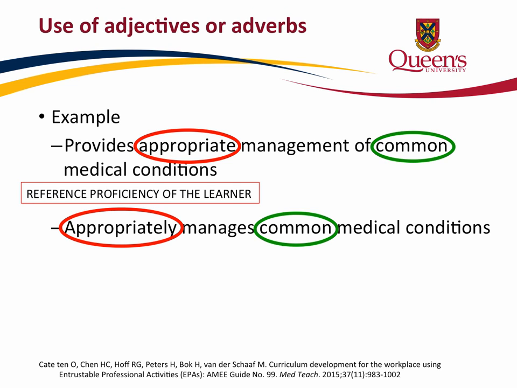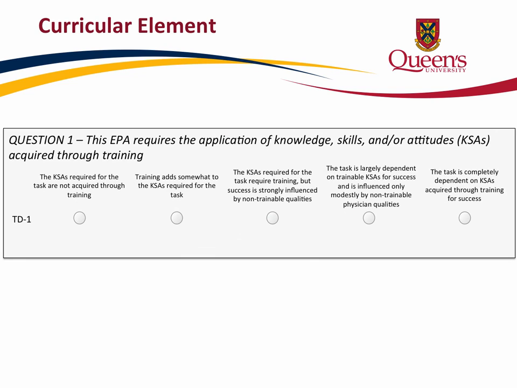You can also see the adjective common is used. In this case, common is a clarifying adjective for the task and does not reference proficiency. Adjectives used in this way may overly narrow down EPAs, but they do not describe proficiency, which is the concern addressed here. This item evaluates if the EPA requires KSAs that are acquired through training.